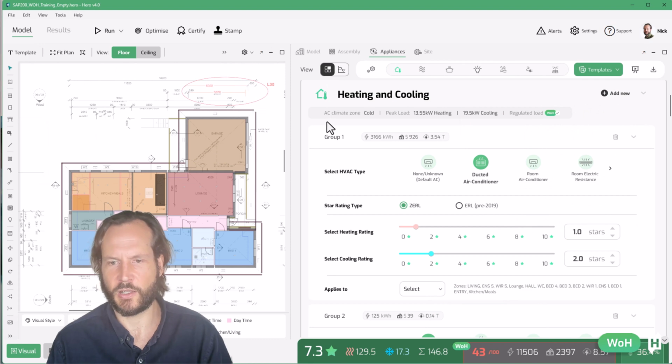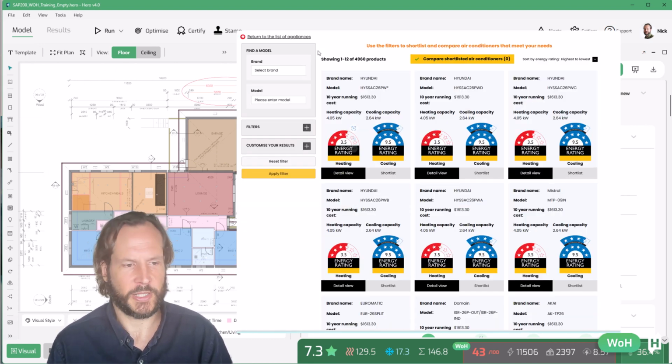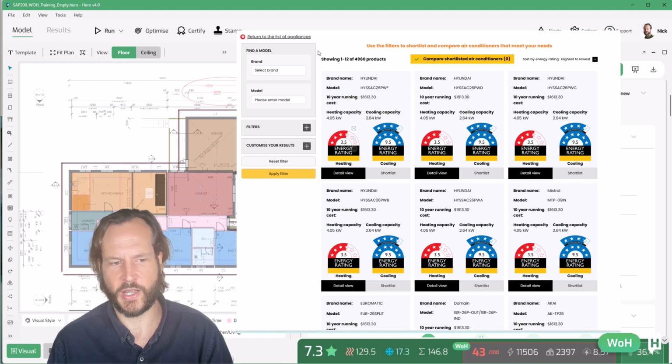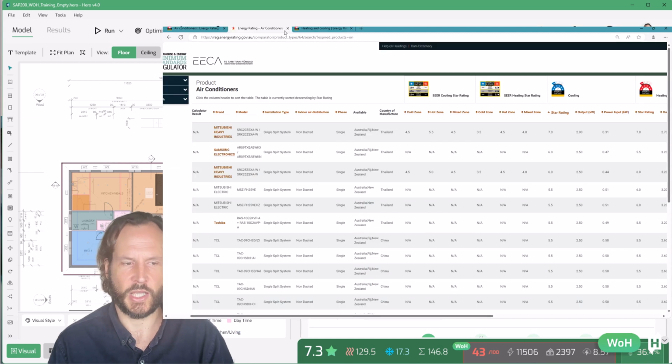Anyway, Hero detects the climate zone, and we show you that at the top. And so if it is a ZERL or ERL rated system, you can likely find the star rating of that on the energyrating.gov.au website. You can even download the CSV of that whole database and look it up there.